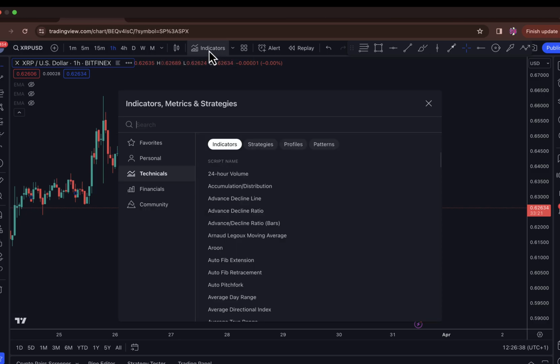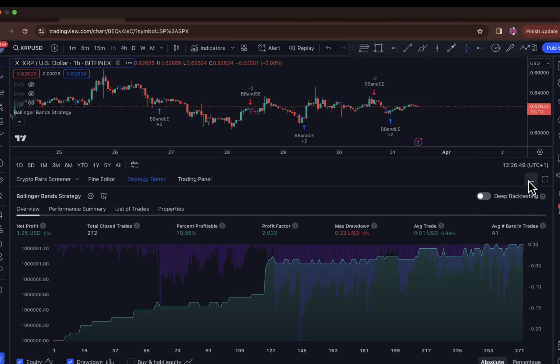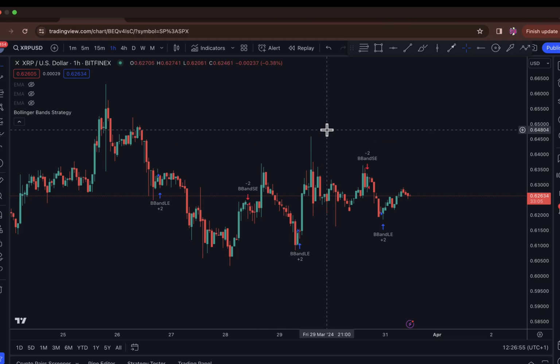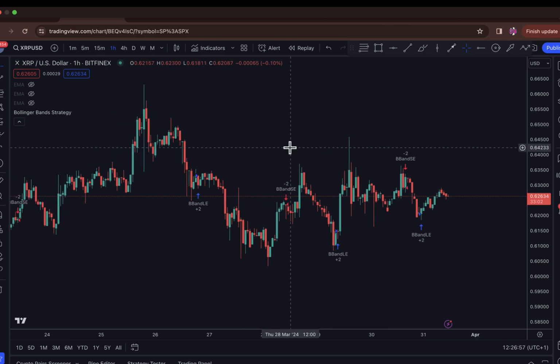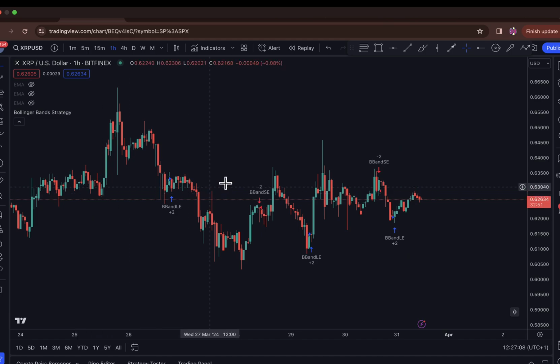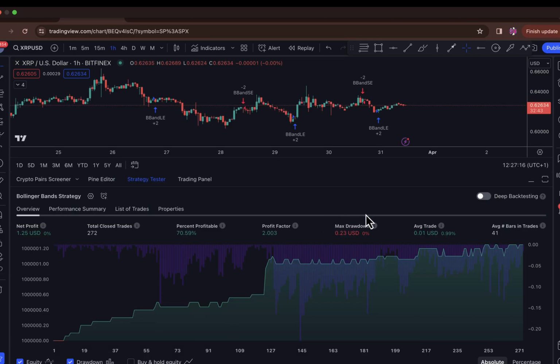So I'm back at indicators, and this time round I'll go to strategies here and I'll look for Bollinger Band strategy. Here we go. It's right here. Boom. There we go. So that is it. So the strategy automatically detects the top and the bottom, and it puts a sell signal at the top and a buy signal at the bottom. This is here. Sell, buy, buy here. It sells there. It's already done for you. You don't need any coding. You don't need any specific IT knowledge or whatever. Let's get into the strategy.